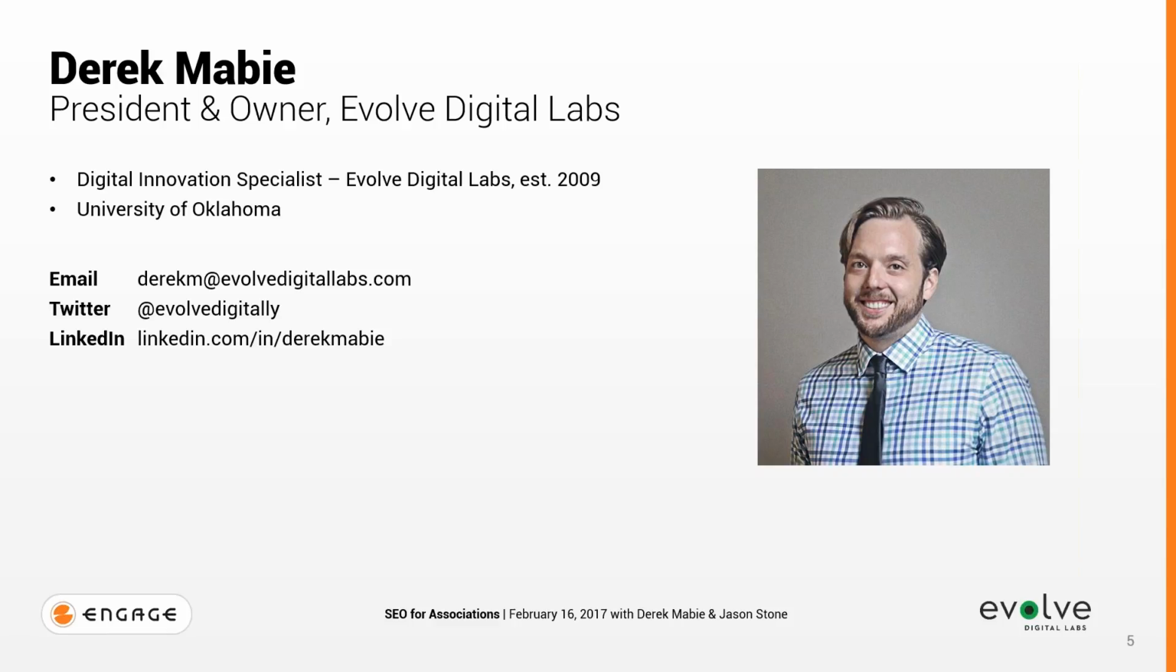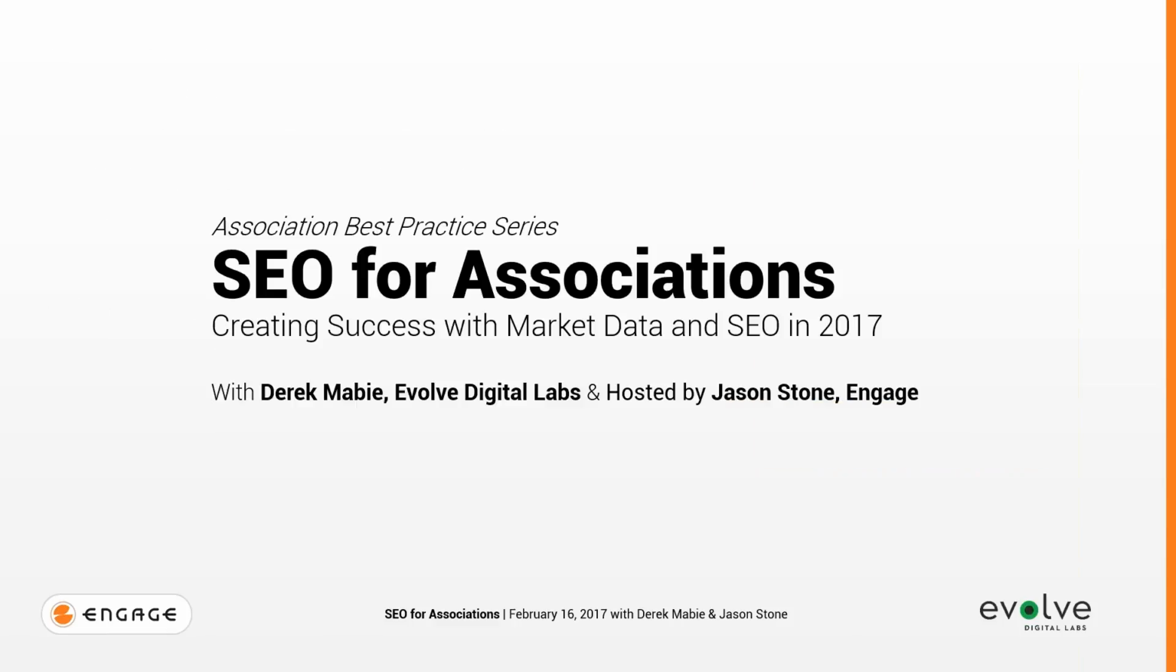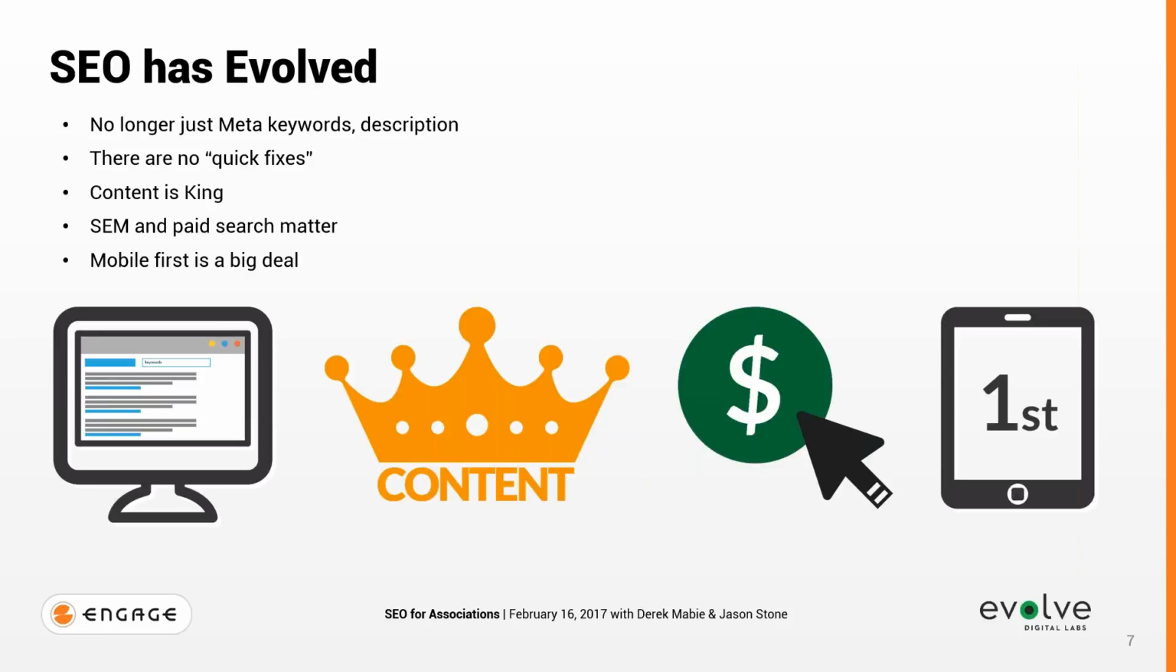All right. Well, Jason, thanks so much for letting me come on here and talk about Evolve and what we do there at Evolve, primarily search. The company was founded about 7 years ago, and SEO is something we've practiced the whole time. So what we'll talk about today is SEO for associations and what it takes to create success with search, and what are the data pieces you need to look at to get there.